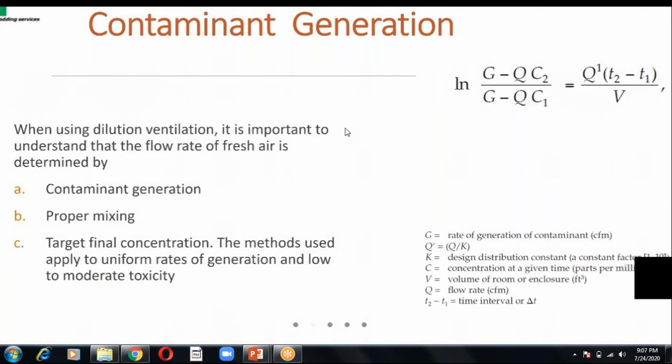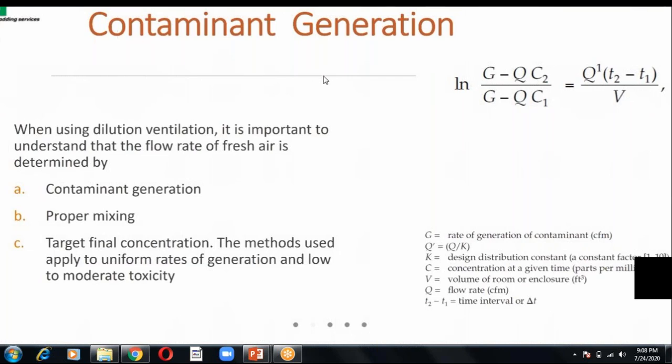Okay, next, contaminant generation. When we are going to design a ventilation system, first of all, we should know what the contaminant is. Either it is dust, gas, or vapor, and what is its density, what is its specific gravity. Is it lighter than air, or heavier than air. This is very important in the design of the ventilation system.